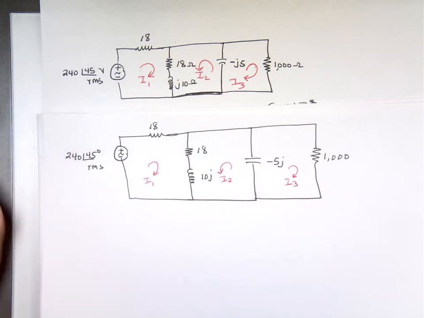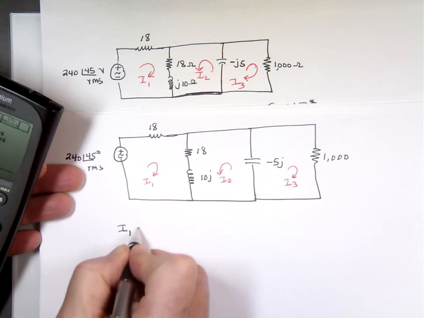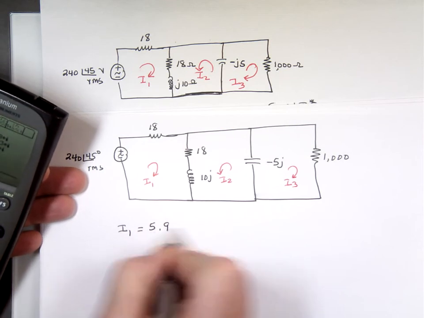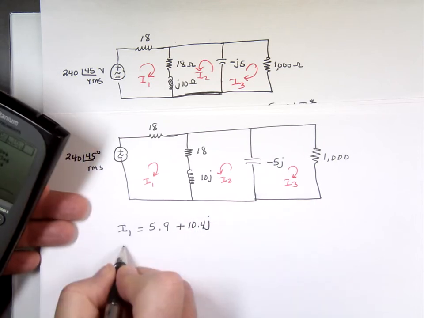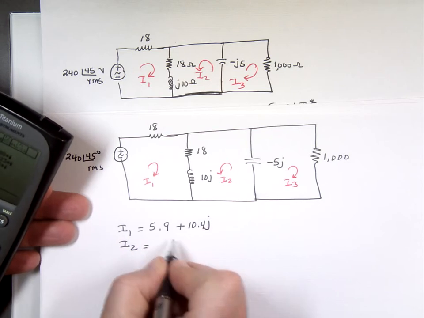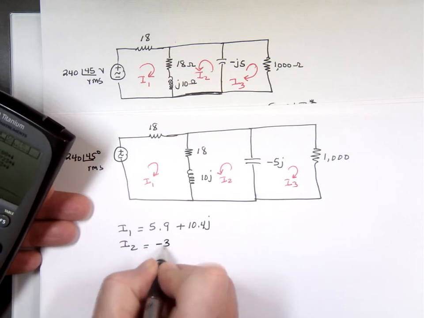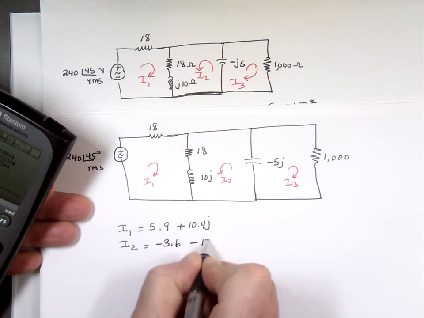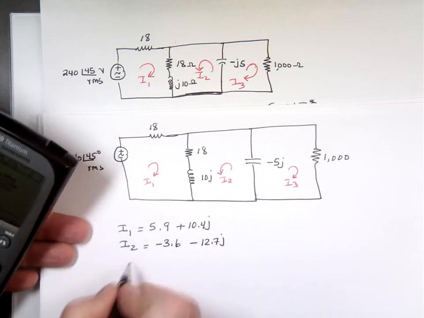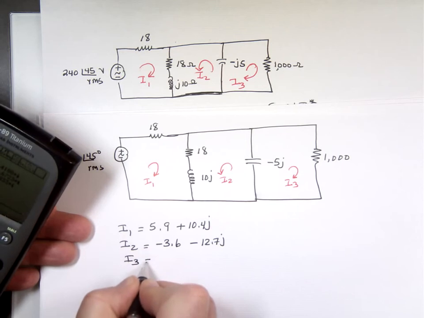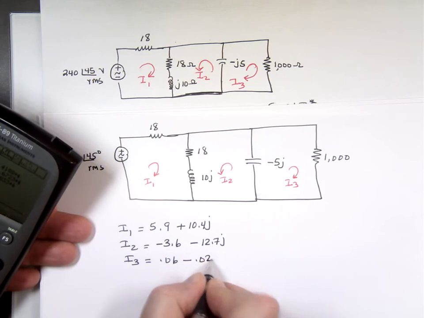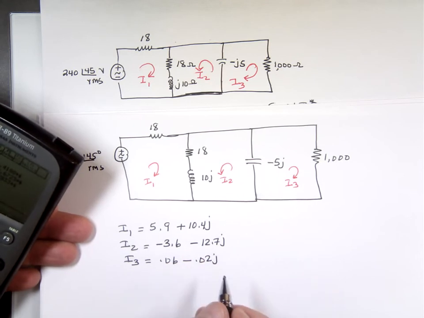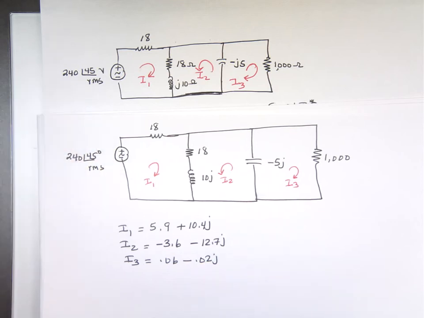What the calculator gave me for I sub 1 is 5.9, I'll cheat here, plus 10.4j. I sub 2 is negative 3.6 minus 12.7j. And I sub 3 is equal to 0.06 minus 0.02j. That's good enough.